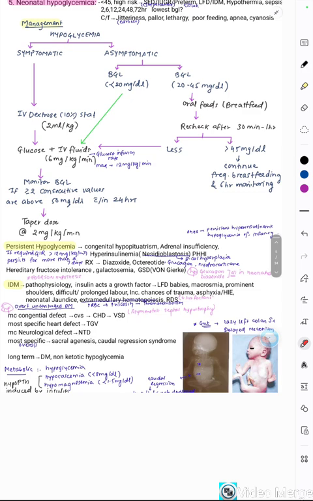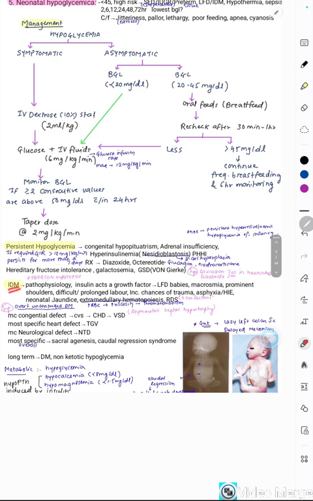The causes of persistent hypoglycemia are congenital hypopituitarism, then hyperinsulinemia, that is called nesidioblastosis, wherein beta cell hyperplasia is there. Then PHHI, that is persistent hyperinsulinemic hypoglycemia of infancy, hereditary fructose intolerance, galactosemia, and glycogen storage disorder, that is Von Gierke disease. The medical therapy consists of diazoxide, octreotide, glucagon, and hydrocortisone, out of which glucagon and diazoxide are contraindicated in neonates.